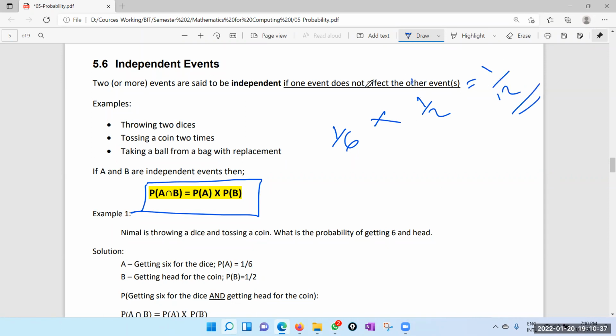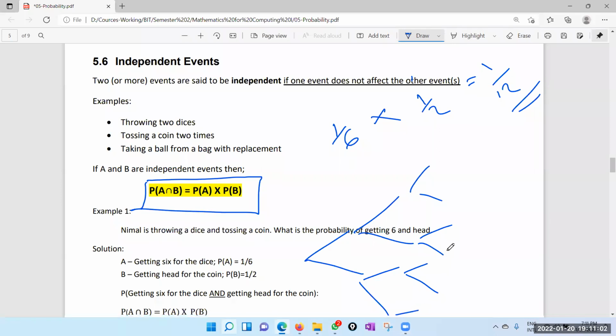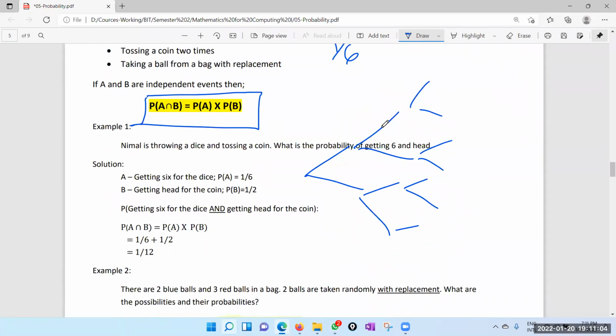It's smaller than this and this, because both have to happen. Because sometimes when you get 6, maybe unfortunately you get the tail. So probability of A intersection B is PA into PB, right? So it is this rule that we used in some of the tree diagrams. So you draw tree diagrams in two situations. One situation is when these are independent.